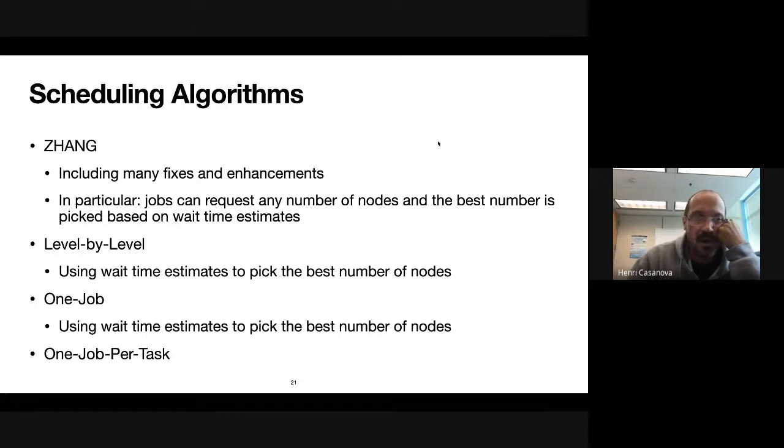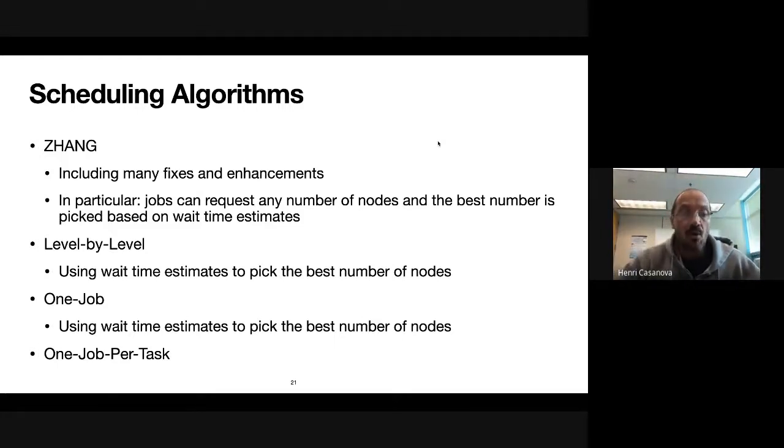And we compare Zhang, in which we include many fixes and enhancements, and in particular, the fact that if the workflow is too wide, then Zhang will not just abort, but in fact run by doing some kind of list scheduling of the tasks given the allocations on the nodes. Level by level, where we use wait time estimates to pick the best number of nodes for a job.